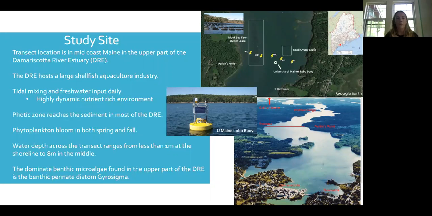The photic zone reaches all the way down to the sediment for most of the DRE, and there is a phytoplankton bloom both in the spring and the fall. Across the transect, the water ranges from about 1 meter near the shore to about 8 meters in the middle, so it's not that deep. The dominant form of benthic algae, or benthic diatoms, in the area of the transect is the pennate diatom Gyrosigma, which is known to migrate vertically within the sediment based on, they think, light attenuation and light availability.